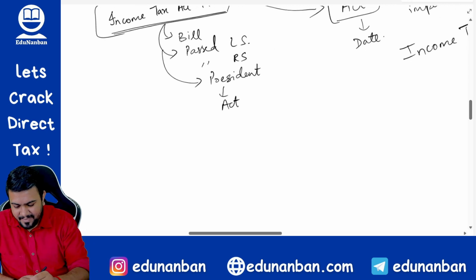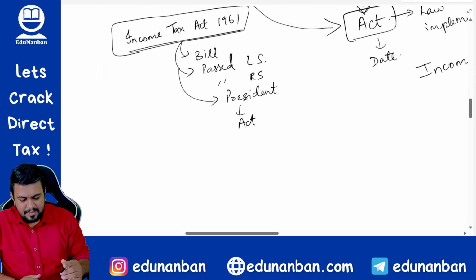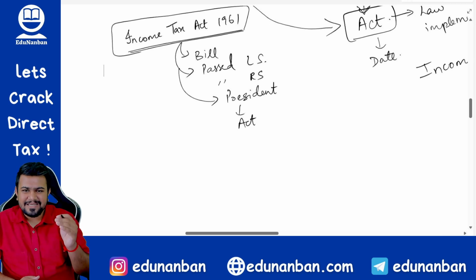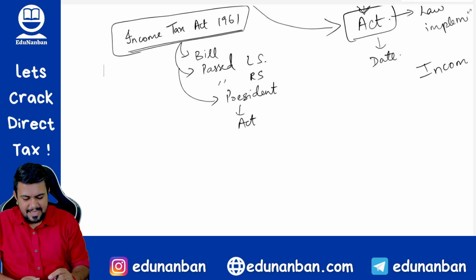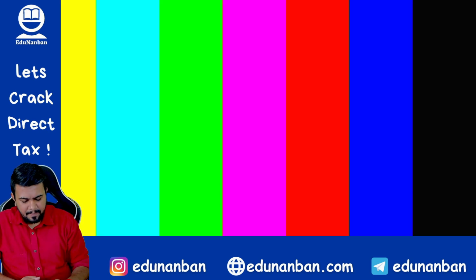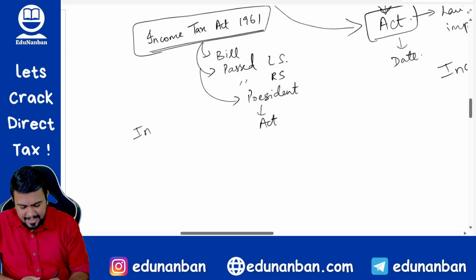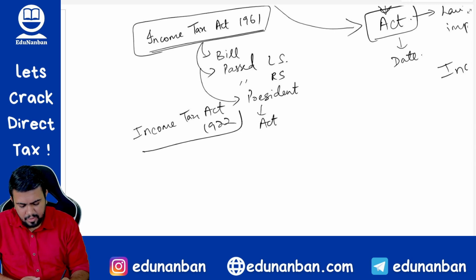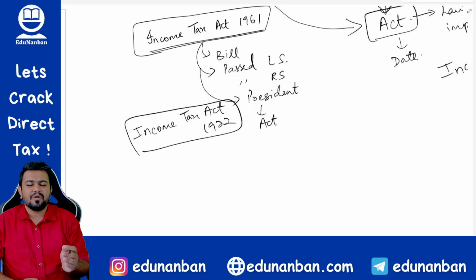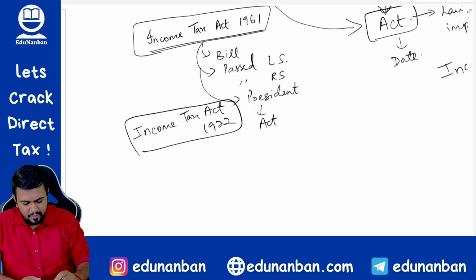Now, this Income Tax Act was passed in 1961. Before that, there was an earlier Income Tax Act which the people were following. For example, Income Tax Act 1922. 1922 was the act before the Income Tax Act 1961.